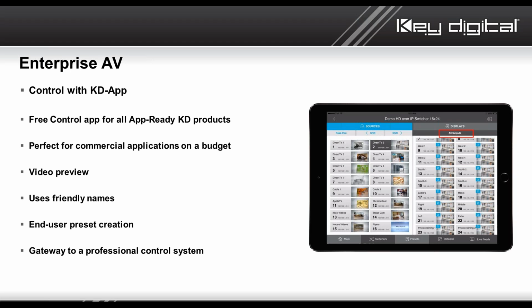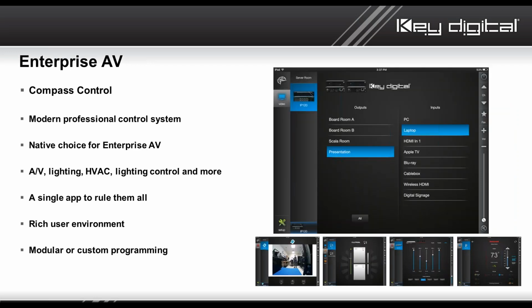And our thoughts are, and our experience has been in the last year, that after you do this for some time, they're going to call you up anyhow and say, hey, this is great that we could switch our video content, video signals around the bar. What do we need to do to control the cable boxes, change channels, adjust our lighting? And that's why we call this a gateway to a professional control system. So then you could sell your control system of choice, whether it be KeyDigital's Compass Control, the most modern professional control system in the market with all of our IP-based drivers.